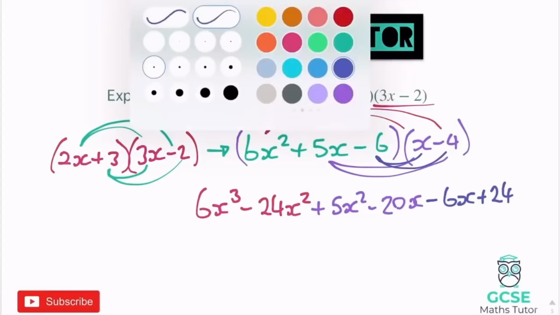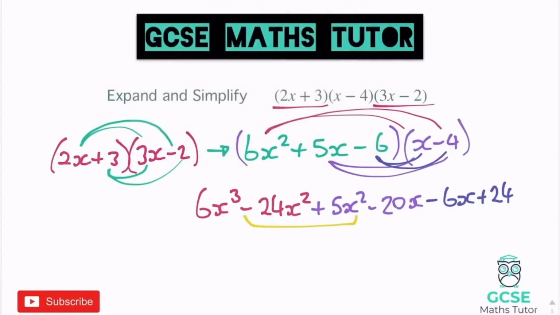And then we just need to tidy all this up again. So we've got the x squareds there and the x pieces here. And let's just rewrite all that nice and tidy. So 6x cubed. Negative 24 add 5 is negative 19. So negative 19x squared.